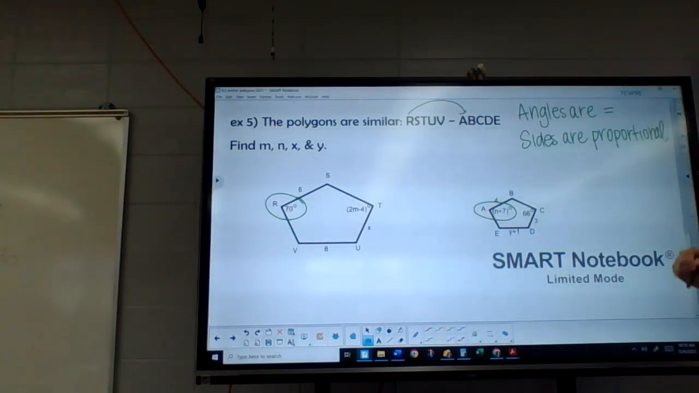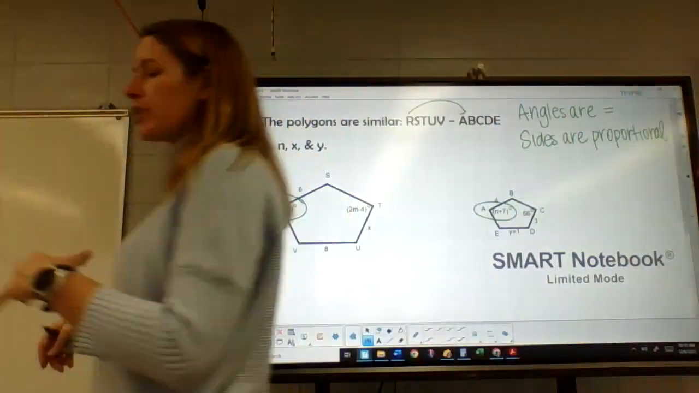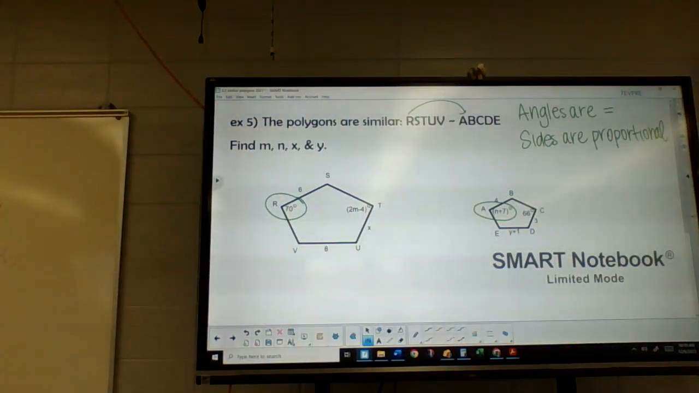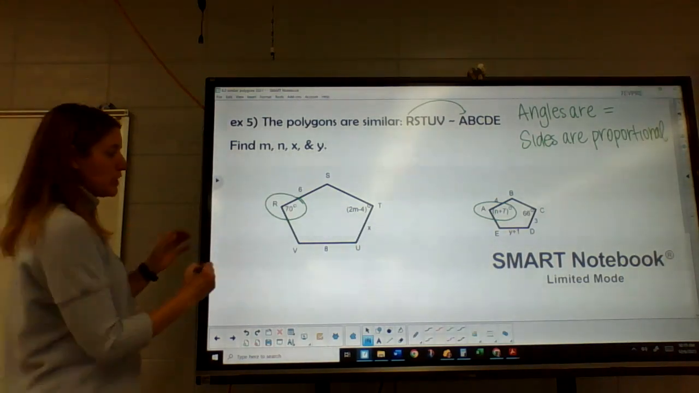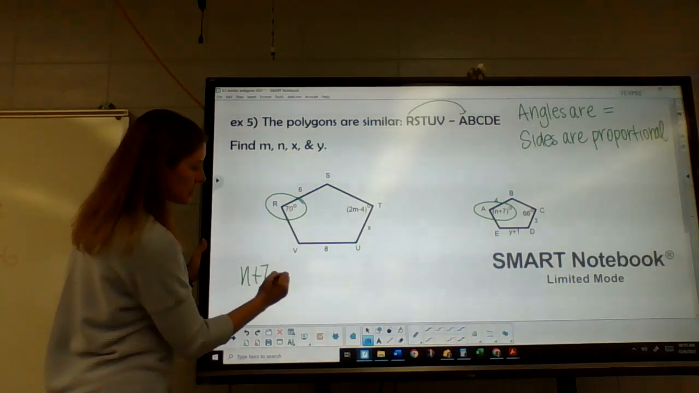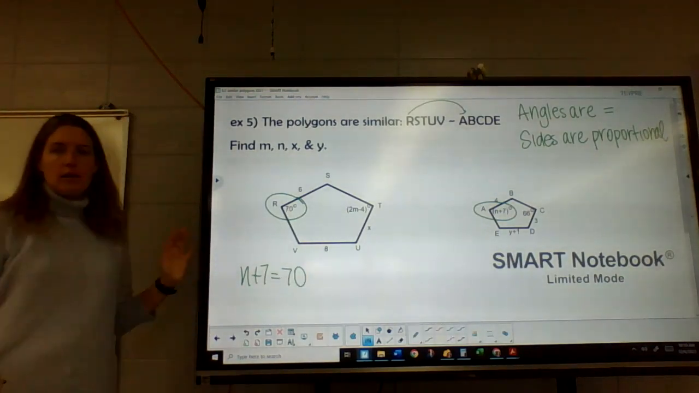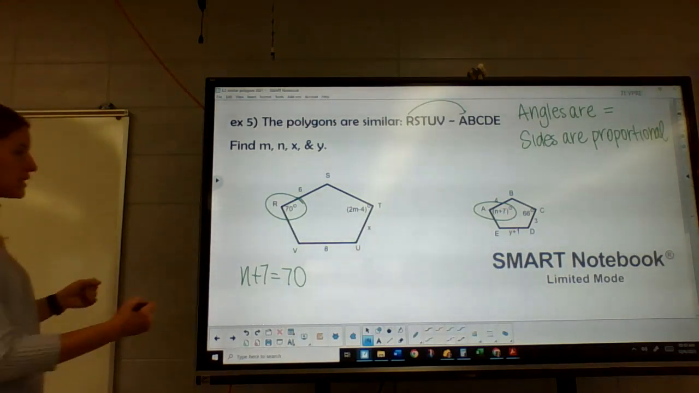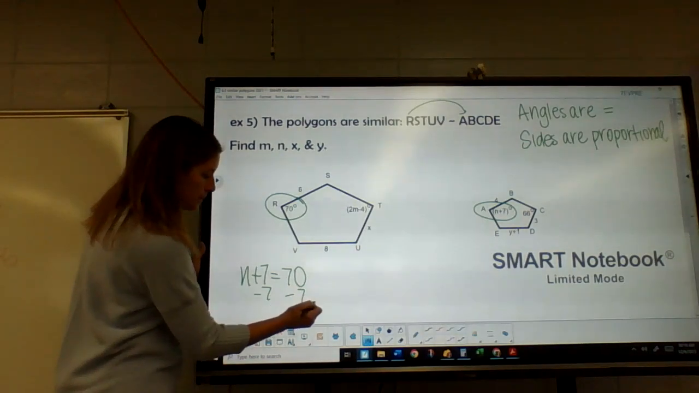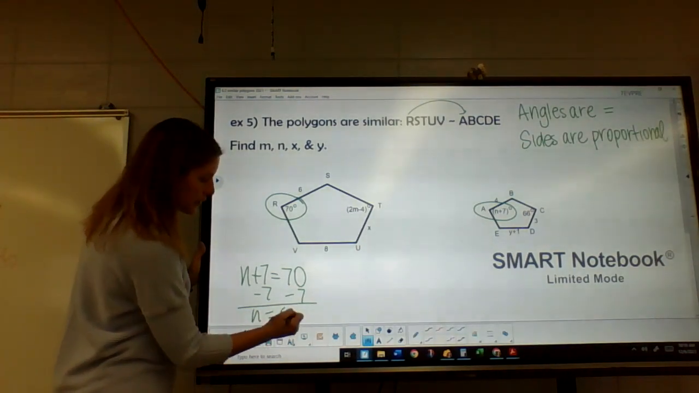Because if you try to set up proportions for the angles as well, you're going to be in this big mess of a problem. So remembering this is super important. If R goes with A, those two are actually equal. So n plus 7 is going to equal 70. So solving for the angles in similar polygons is actually very easy. Well, hopefully it's very easy. So n is 63.